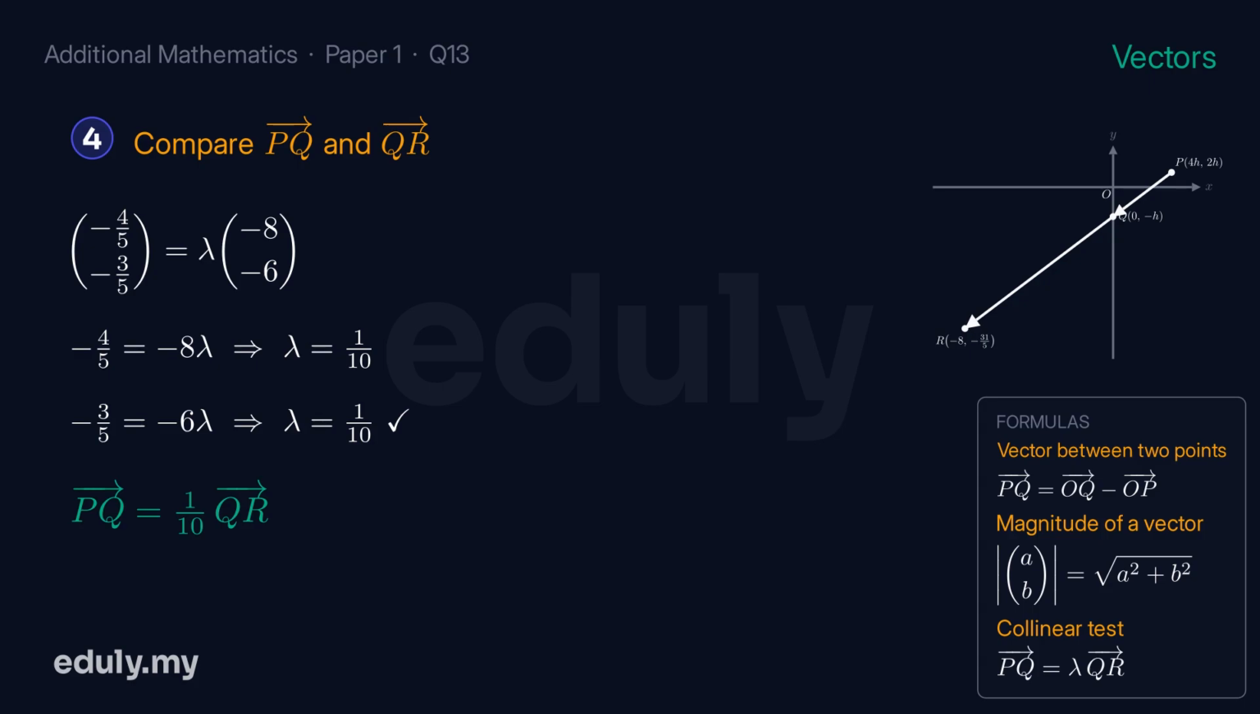The 2 vectors are parallel. Both vectors share the point Q, and parallel vectors through a common point must lie on one straight line. So P, Q, and R are collinear.